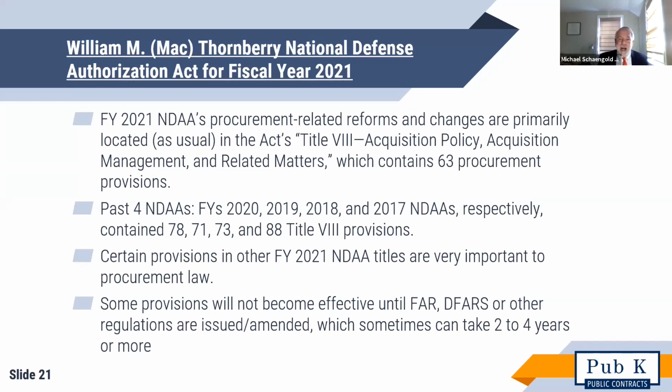Certain provisions in other titles of the FY 2021 NDAA are very important to procurement law, and some of them could have been included in Title 8 and have been in the past NDAAs. Significantly, some of the 2021 NDAA provisions will not become effective until the FAR, DFARs, or other regulations are amended or promulgated, and sometimes this can take 2 to 4 years. Slide 22, please.